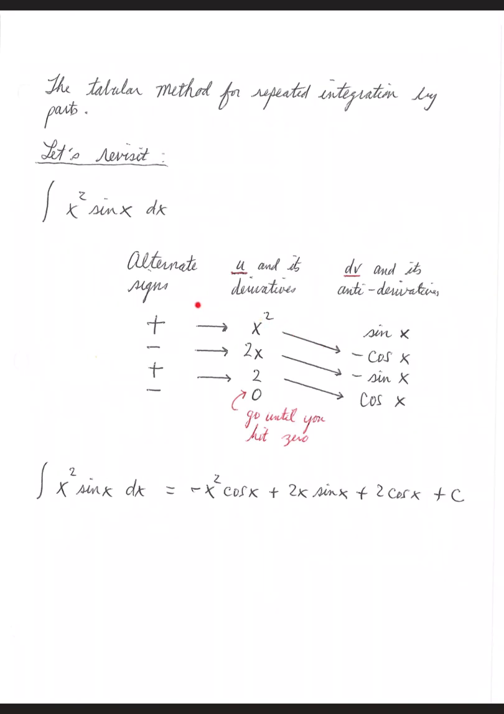On your dv column, you slant down to the one below. Don't go straight across. So positive x squared times negative cosine x, that's negative x squared cosine x, minus 2x times negative sine x, which is a positive 2x sine x, plus 2 times cosine x. Luckily, we didn't have to worry about any signs on that third. And then when you get to 0, you don't have to do anything because 0 times whatever is still going to be 0. Don't forget your constant of integration.